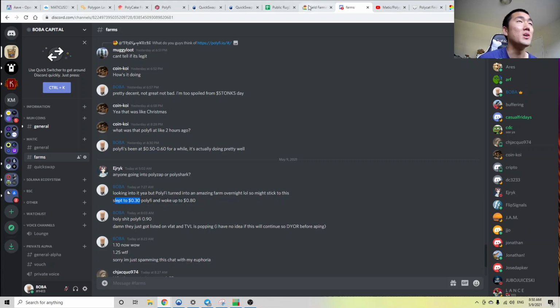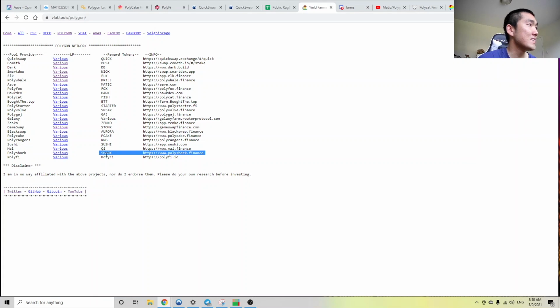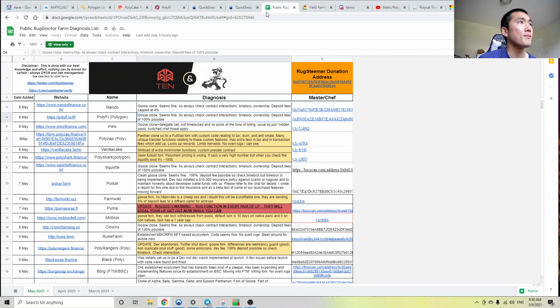And what I didn't know was, PolyFi got listed on Vfat Tools, and this is a website that a lot of people use to track new farms and whatnot. But I was able to front run people that use Vfat because I use this Google sheet called Rug Doctor, where a group of people audit farms to make sure that, you know, it can't get rugged.